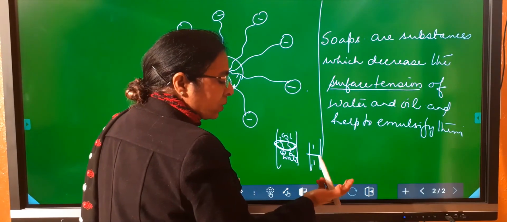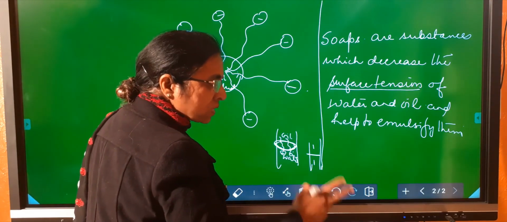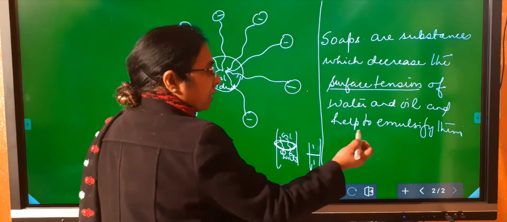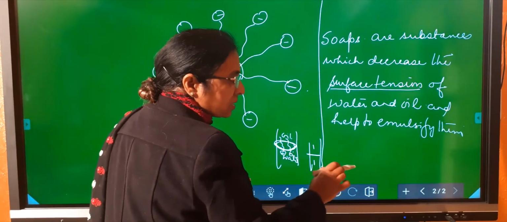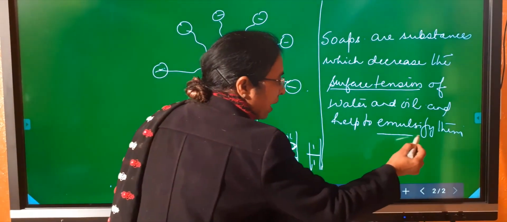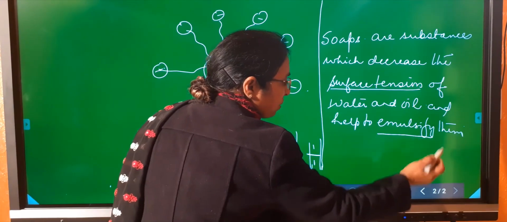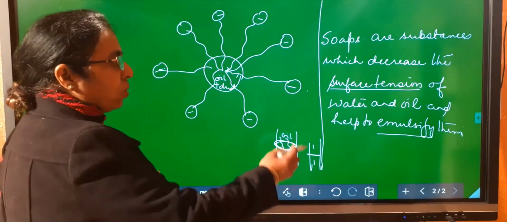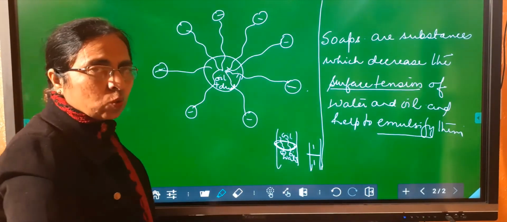Now these two liquids will form an emulsion. When two immiscible liquids mix with each other, we call such a mixture an emulsion, and the substance which does this emulsification is known as an emulsifier. So this process emulsifies them. All right, so this is how soap works.